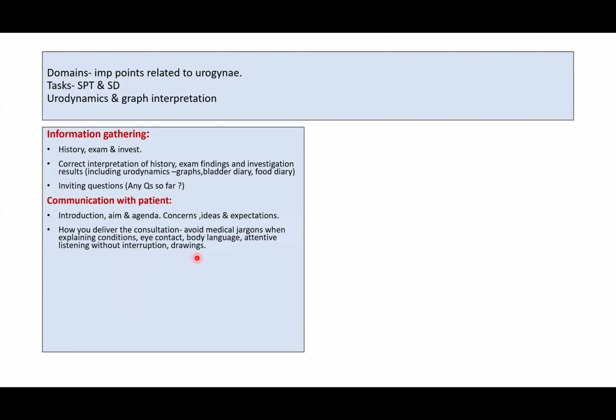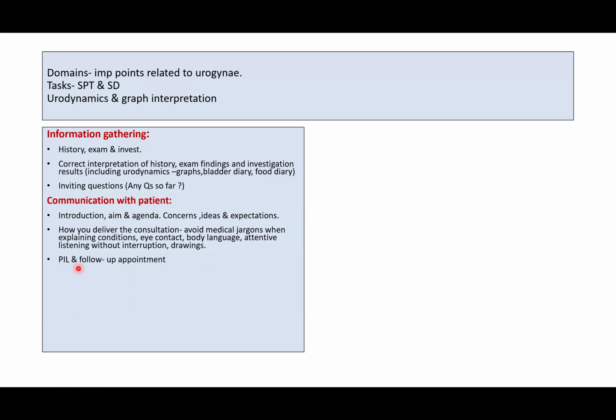And you can also draw and explain. So that is also a good part of communication. Like when you're explaining about the pelvic organ prolapse, you can draw that. See, these are your pelvic organs. We have the bladder, the uterus, and the back passage. And suppose there is a rectocele, then you can say that part of the bowel has come down, and we call it rectocele in medical terms.